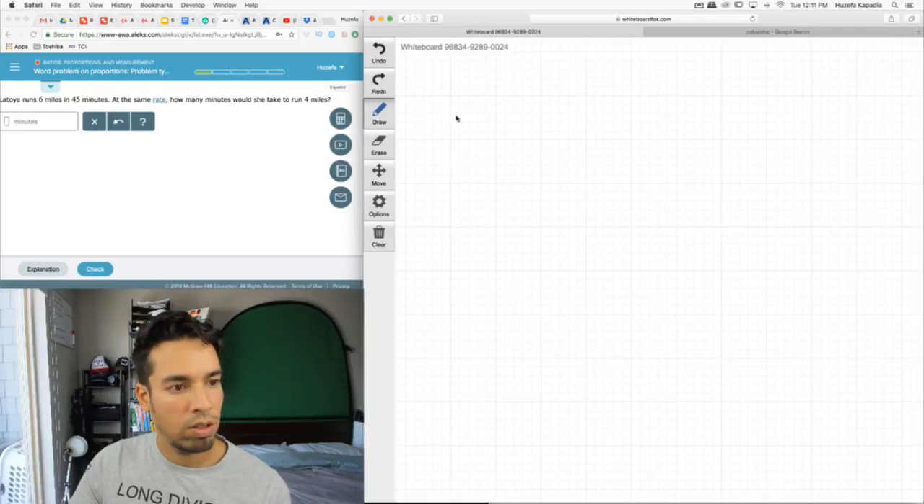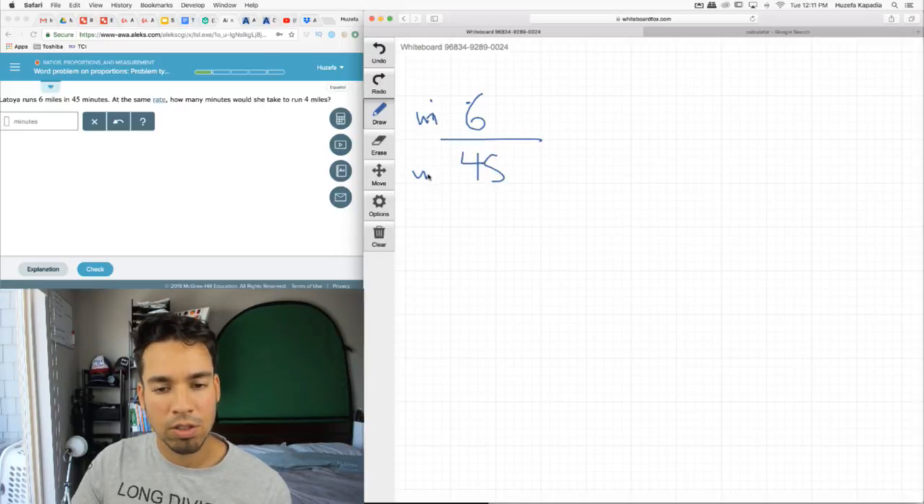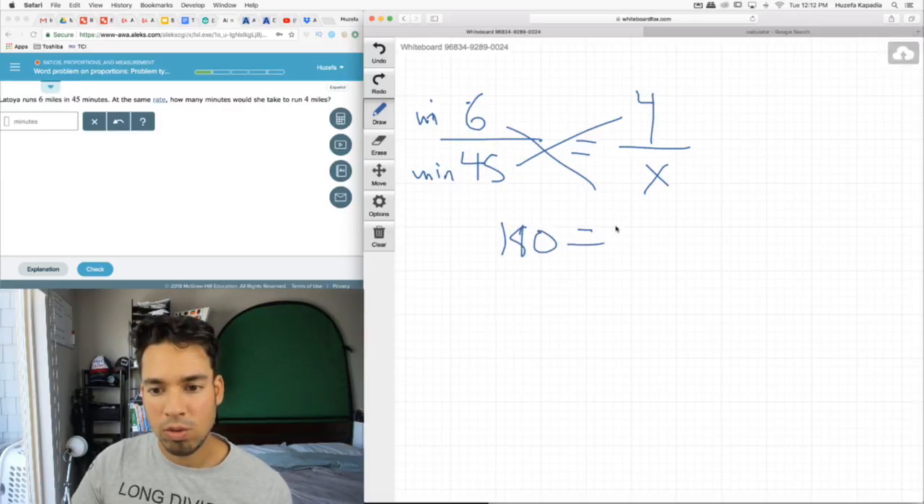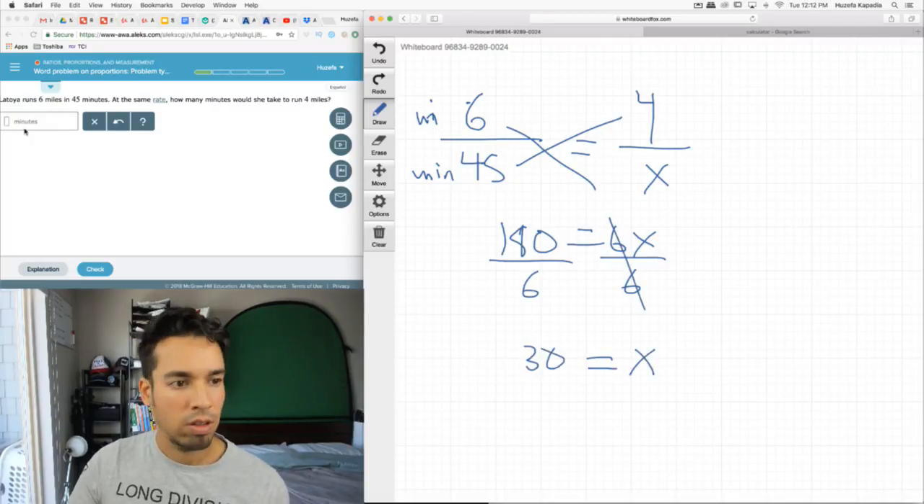Next, we've got Latoya runs 6 miles. So I'm going to put miles up top in 45 minutes. So this is minutes on the bottom. At the same rate, how many minutes would it take to run 4 miles? And we're solving for x. Now let's cross multiply. That's 180 equals 6x. Divide both sides by 6. And we get x equals 30 minutes.